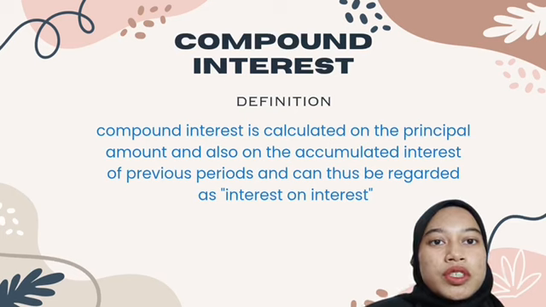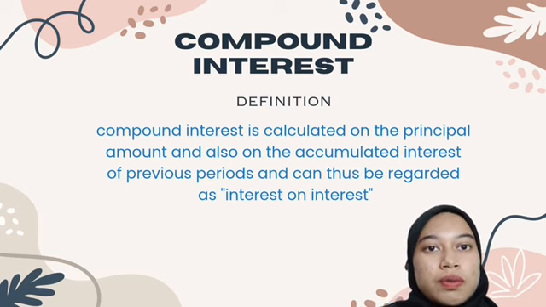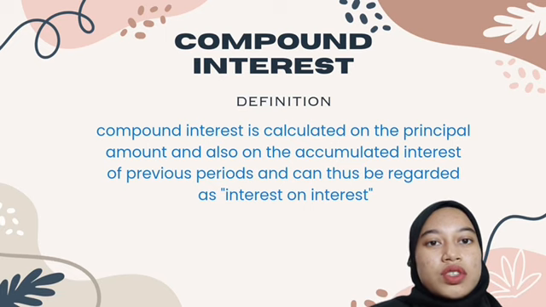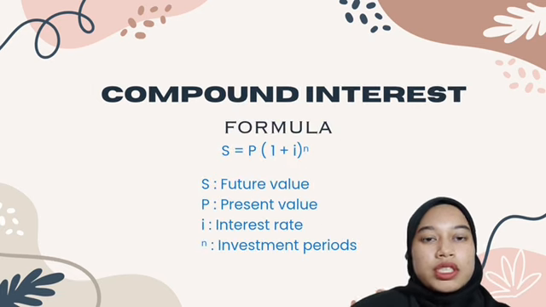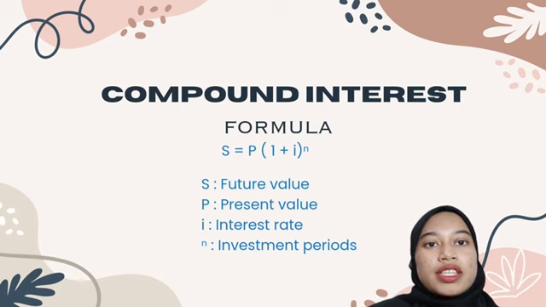2023693318. We present to you compound interest. Compound interest is calculated on the principal amount and also on the accumulated interest of previous periods, and can thus be regarded as interest on interest. The formula for compound interest is S equals P(1 + i)^n, where S is the future value, P is the present value, i is the interest rate, and lastly n is the investment period.